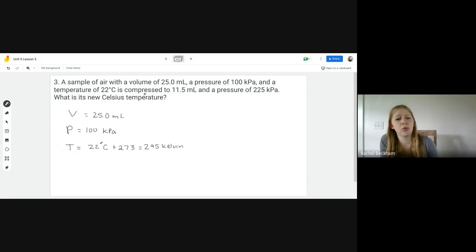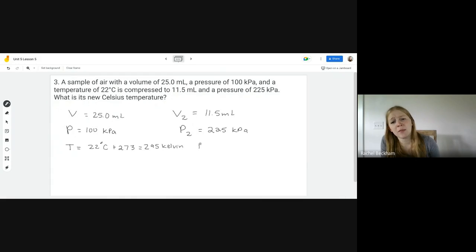And that is compressed to 11.5 mL. mL is a unit for what? Milliliters is a unit for volume. So it looks like I got a new volume. It got shrunk up and compressed. We crumpled it up to 11.5 mL with a pressure of 225 kPa. What is its new Celsius temperature?